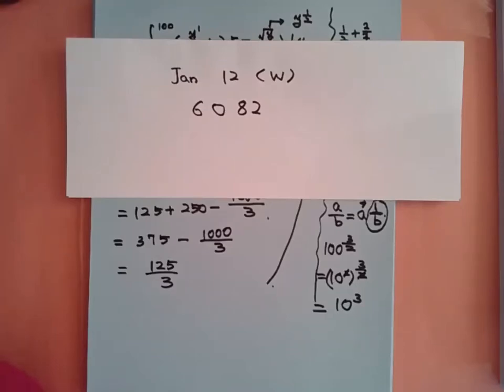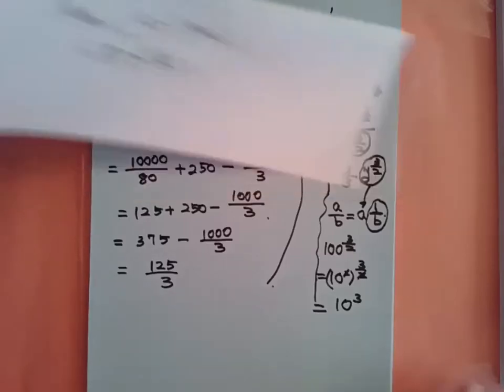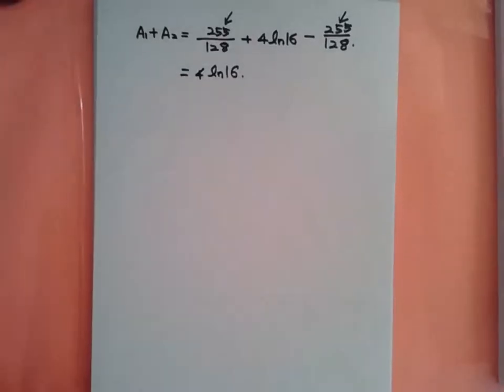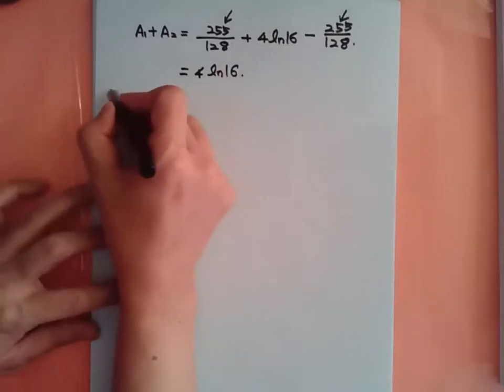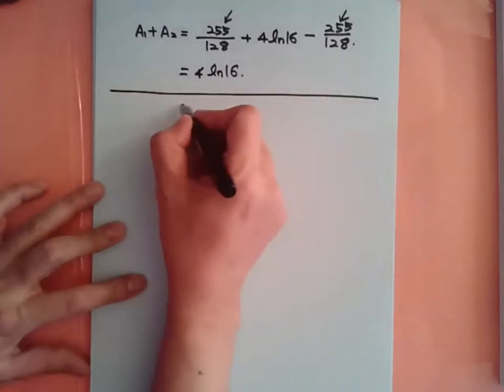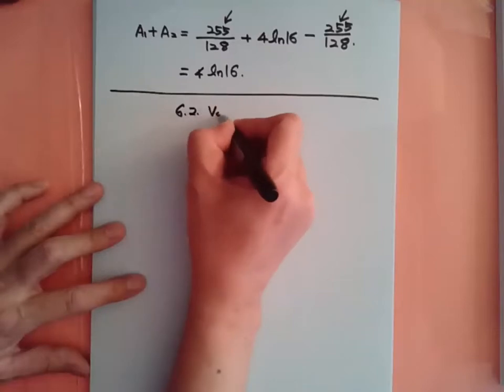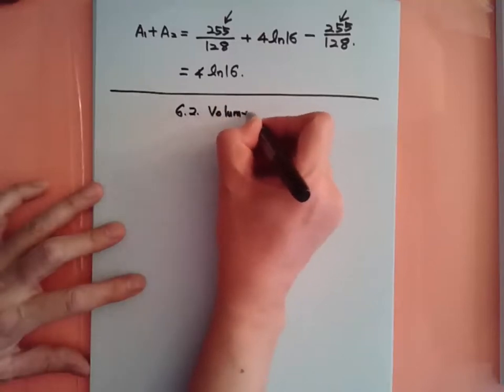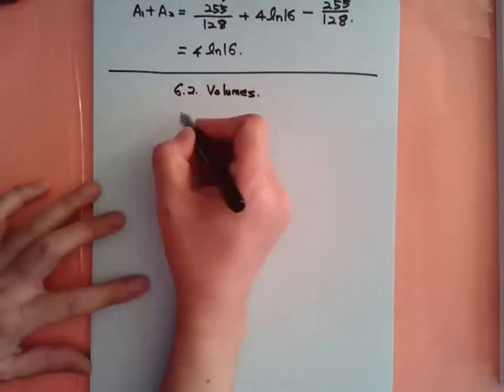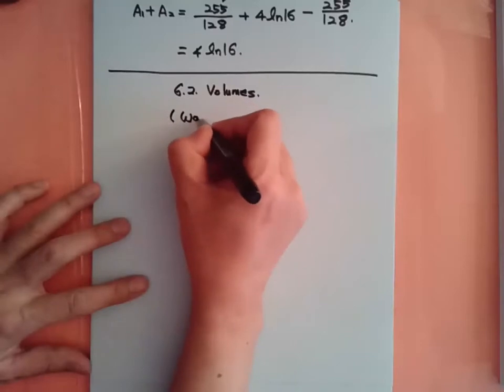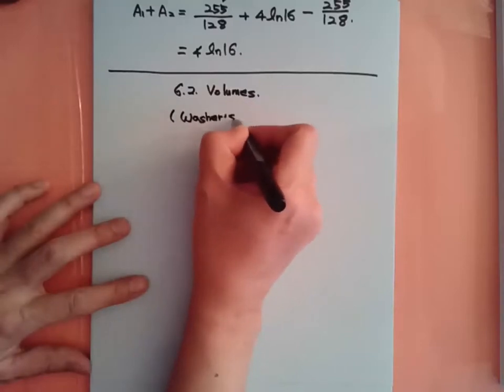That is the end of section 6.1. 6.2 is about volumes. The method I will introduce to you will be called washers method or disk method.